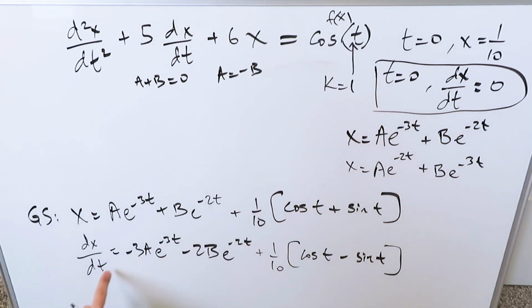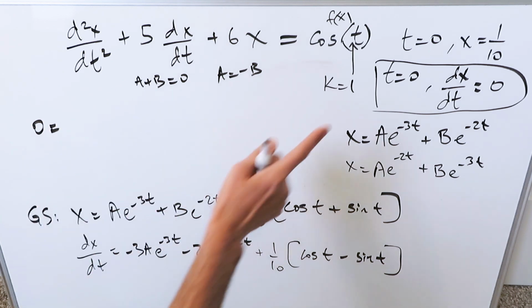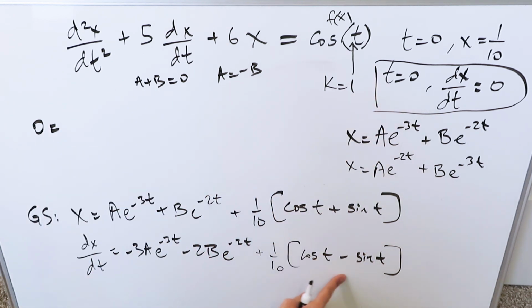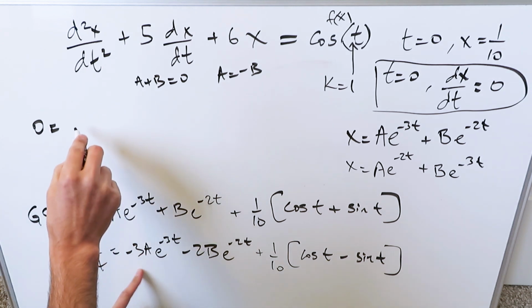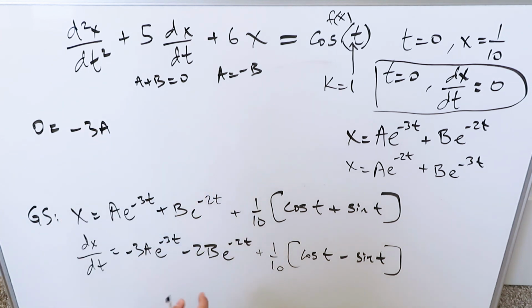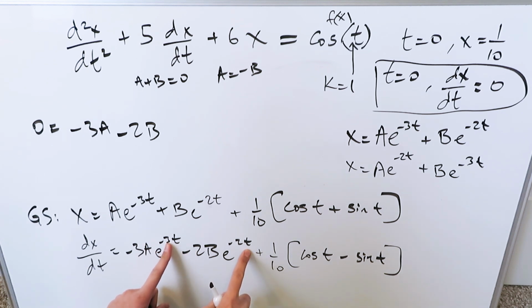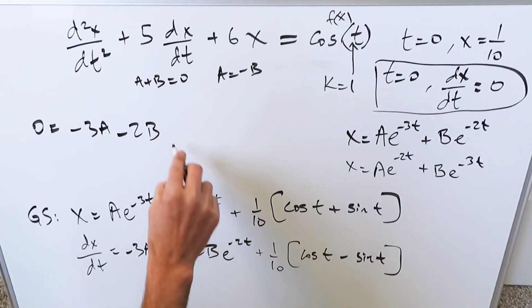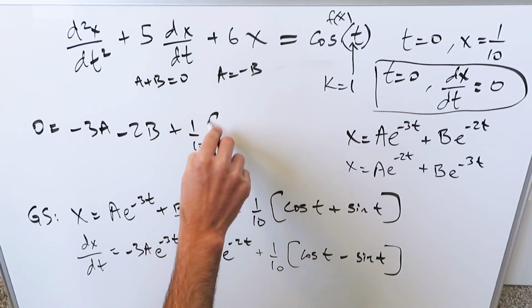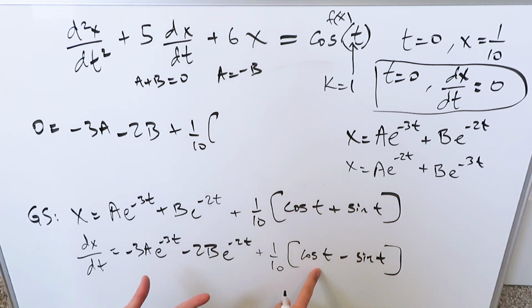My first order derivative is equal to 0 when time is equal to 0. In all these variables, t, put a 0. You again will have e exponent zeros, which are equal to 1. You'll have a minus 3a. Here you'll have a minus 2b, because again these exponents will be zeros. E to the power of zeros are 1, plus 1 over 10. Cosine of a 0, you know what that is. That's a 1. Sine of 0 is a 0. You'll have a 1. So this is what we have.